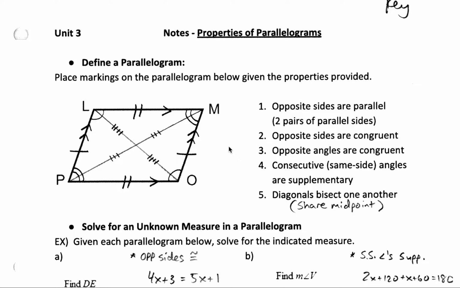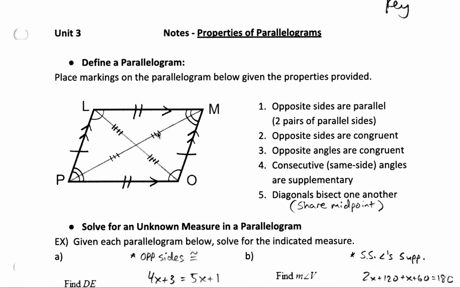Lastly, property number 5, in a parallelogram, the diagonals are going to cut each other in half. So this diagonal running from P to M is going to cut this diagonal LO in half. So this half right here is going to be congruent to this half. And LO did the same thing to PM. It cut PM in equal halves. So this half right here is going to be congruent to this half.